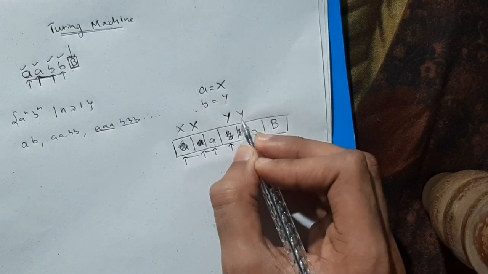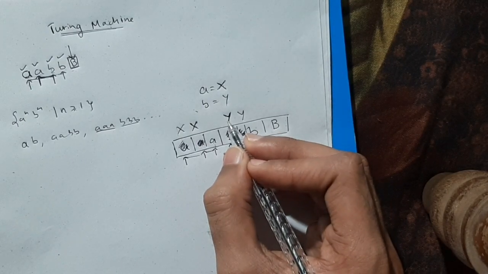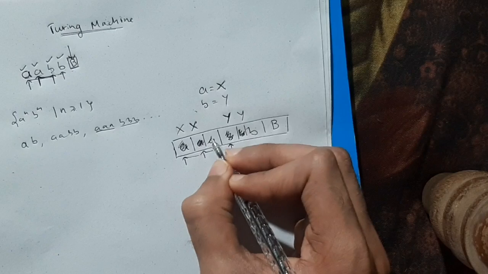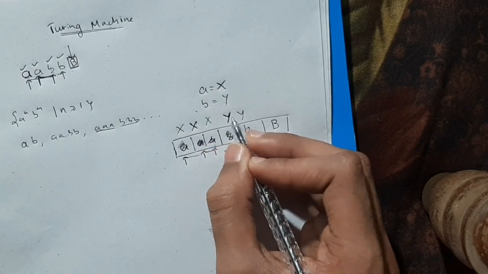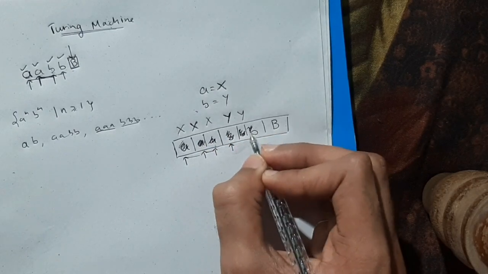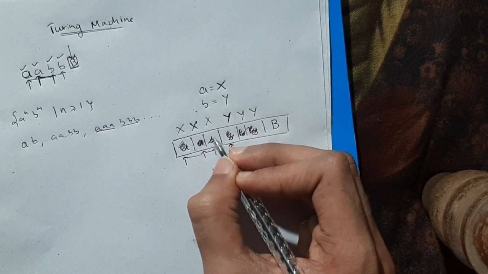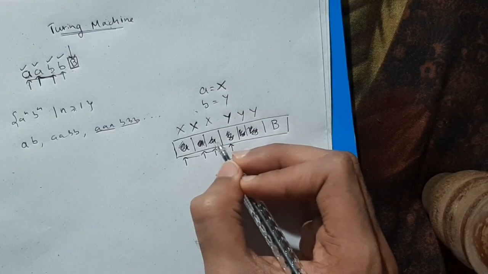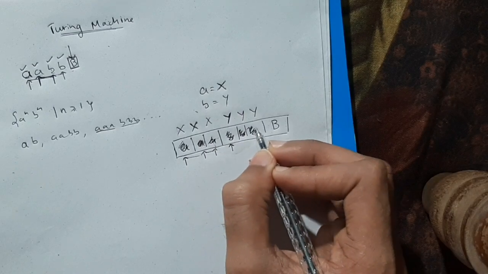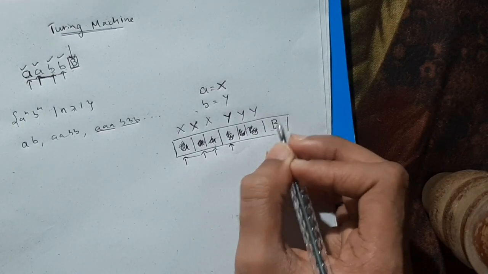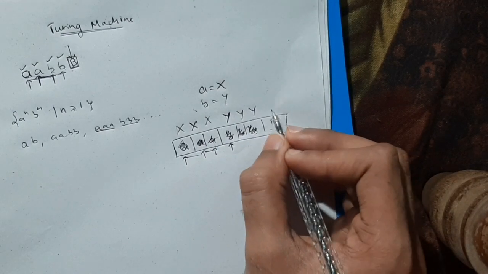I'll mark it as Y, again I'll move back, I want A, I'll move here, this is the first A, I'll mark it as X, then again I'll move here, Y, Y, whenever I get B, I'll mark it as Y, again I will move back and see if there are any more A's left. Any more A is not left, so again I will move here till here, I'll reach capital B. Capital B marks the end of the string, fine.